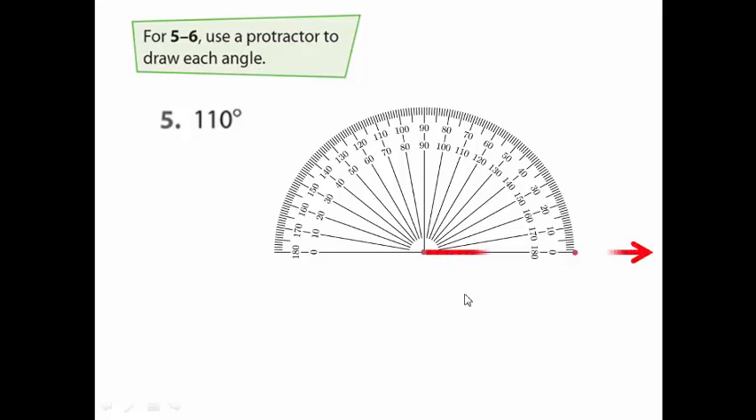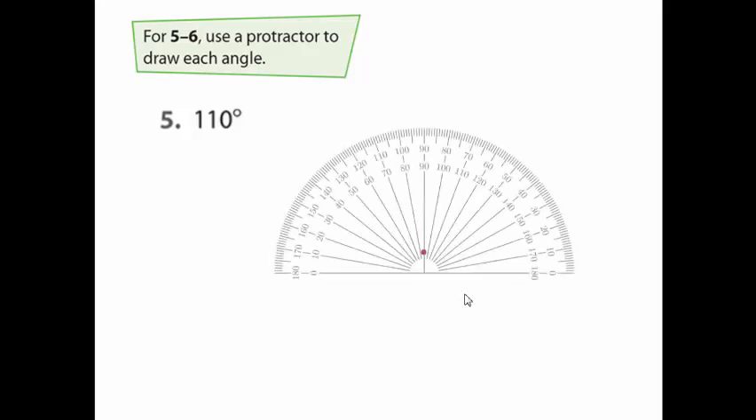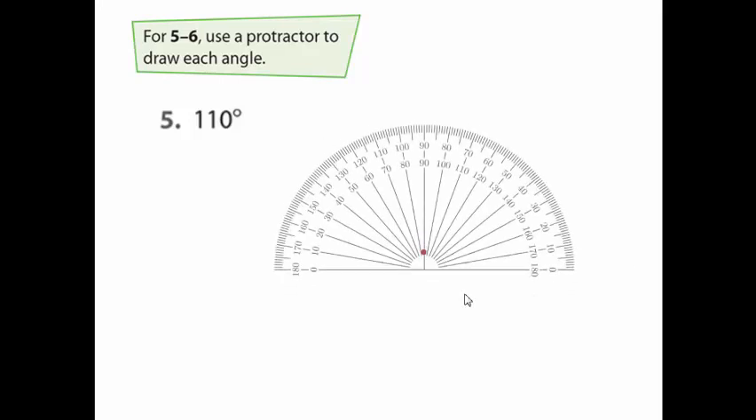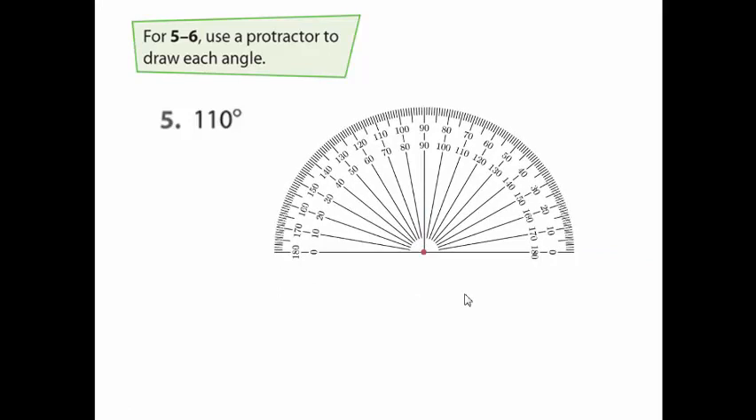Then match between these two points. Again, I put a point, then put the protractor here in the center. Then go to the 0 and put a point.